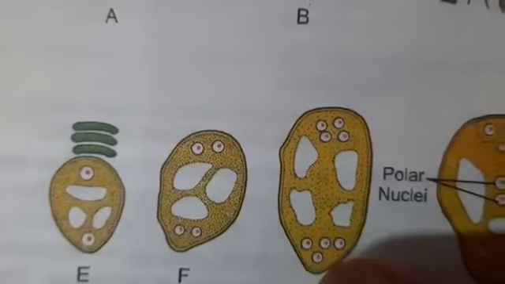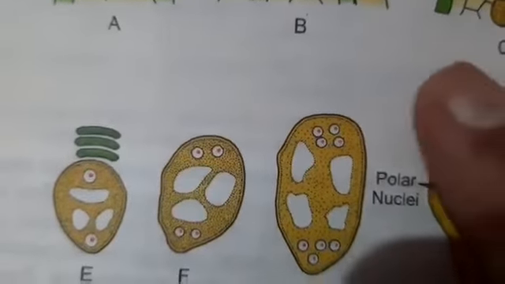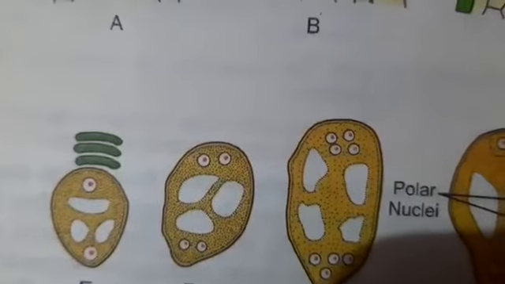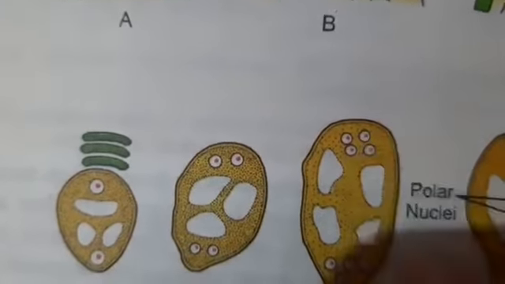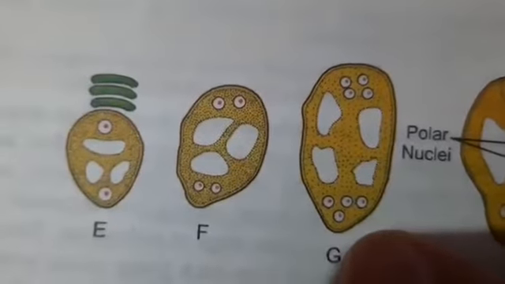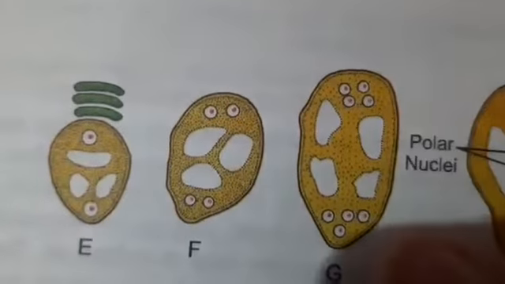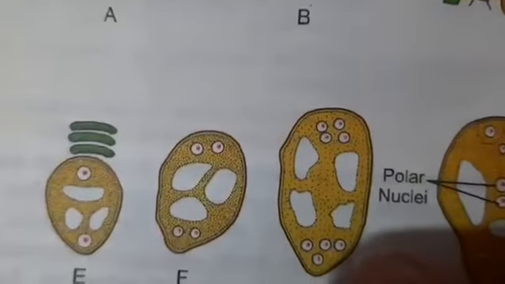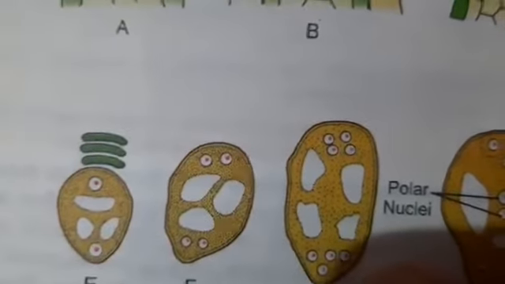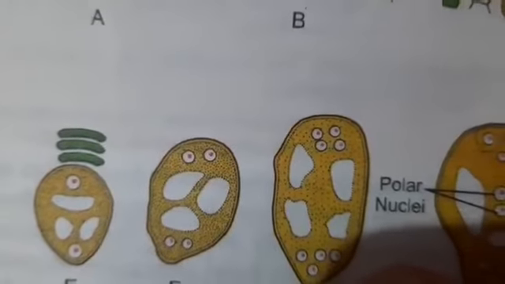resulting in the formation of four nuclei towards one end and four nuclei towards the other end. That means formation of a total of 8 nuclei. These 8 nuclei will be followed by the formation of the cell wall.